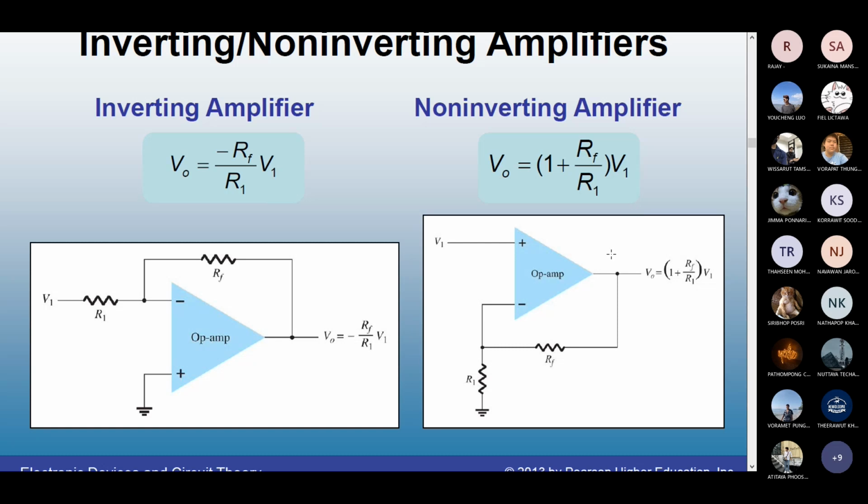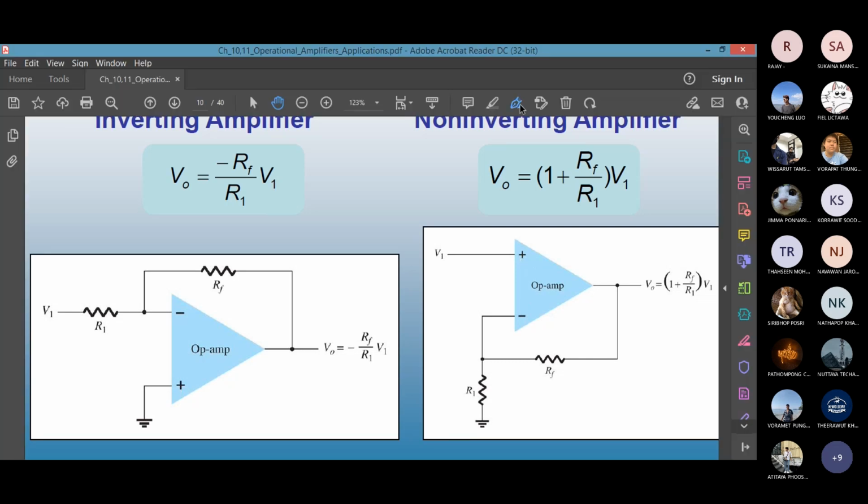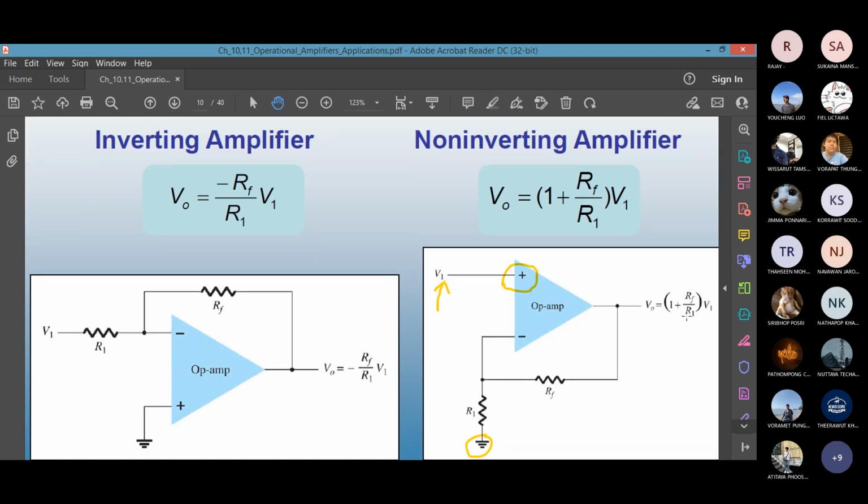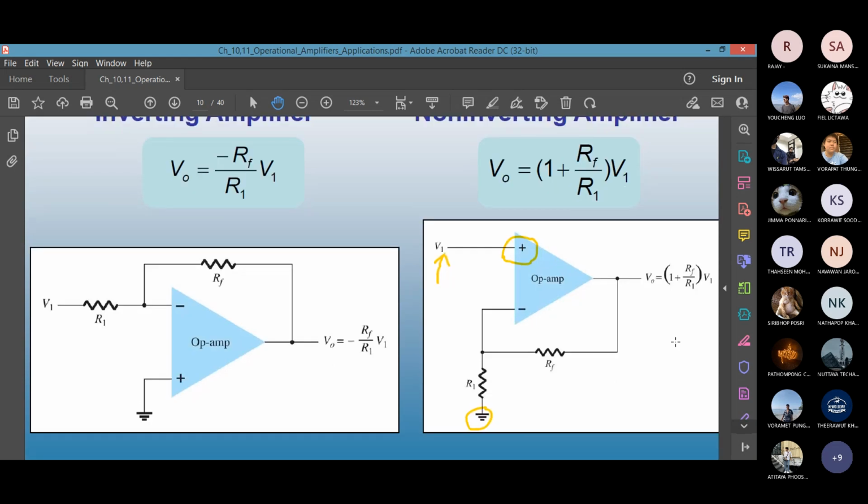How does the non-inverting connection connect? Your input is on the plus pin. Here is your input voltage. On the minus pin, it goes to the ground through R1, and then the feedback resistor is connected from R1 all the way to the output voltage. As you can see, the output voltage equation is V1, input, times 1 plus RF over R1. There is no minus sign.